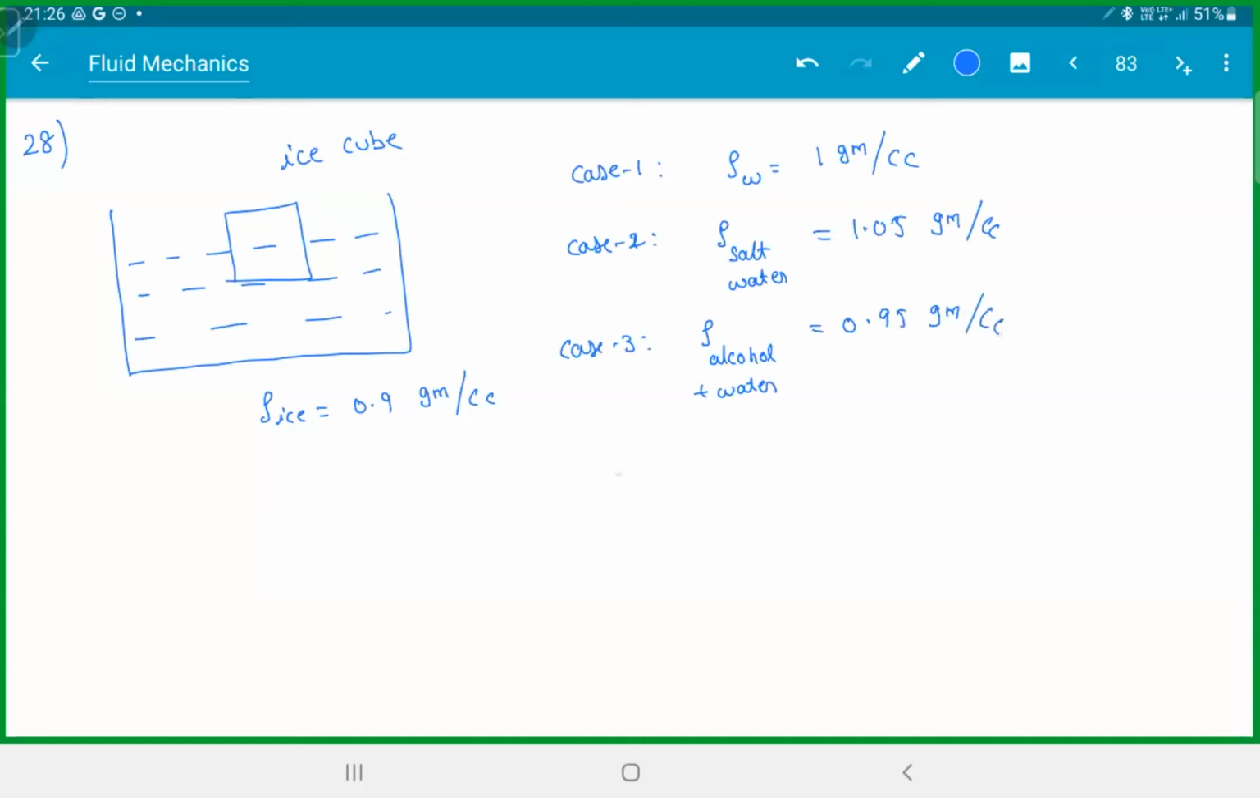So in all the 3 cases, if the ice block completely melts, in which case will the water level, what happens to the water level? If ice completely melts, what happens to H? Increase, decrease, remains same.